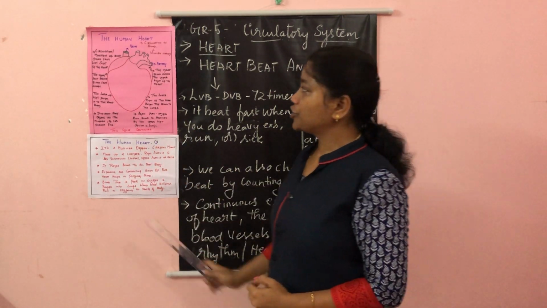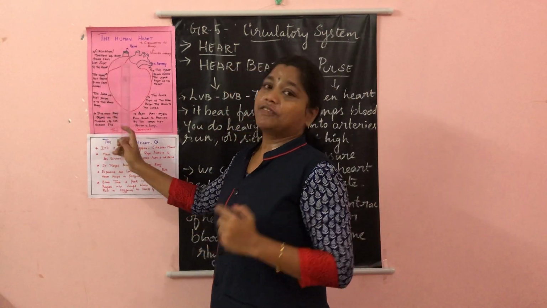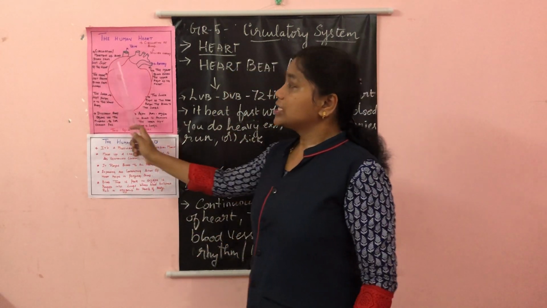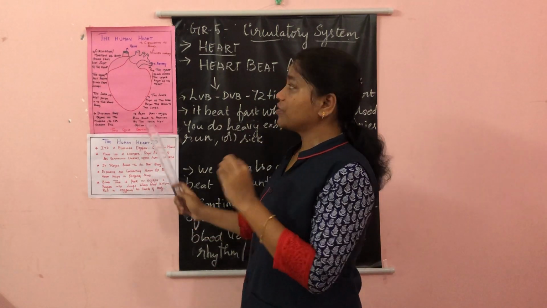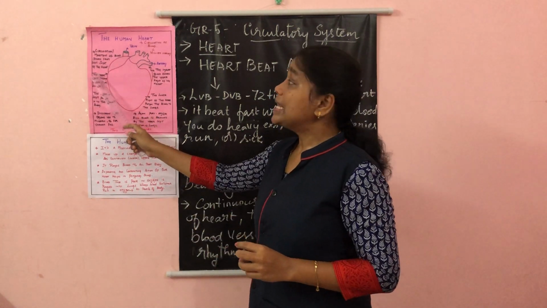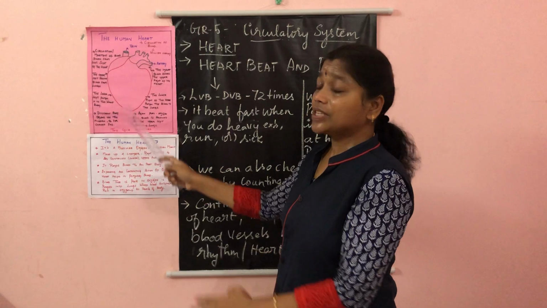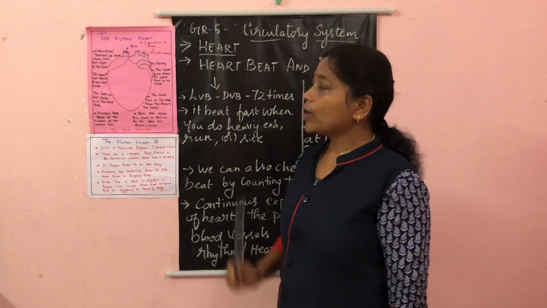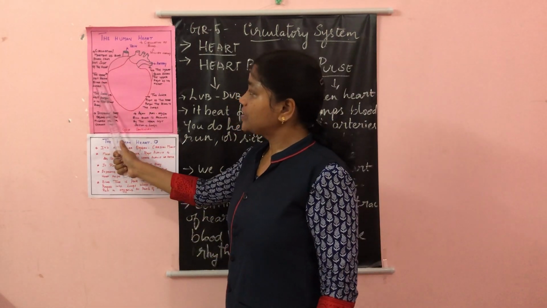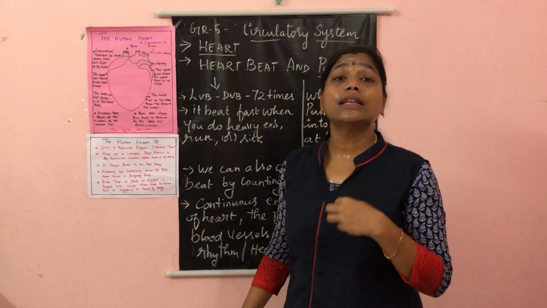Now, what is the function of the upper left side of the heart? Circulation, or movement of the blood, starts in the left side of the heart, that is, the left upper chamber. What happens? The upper left receives blood from the lungs.